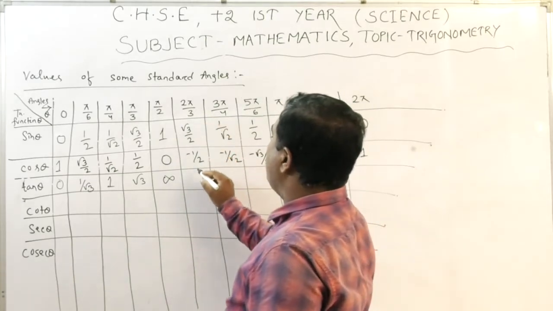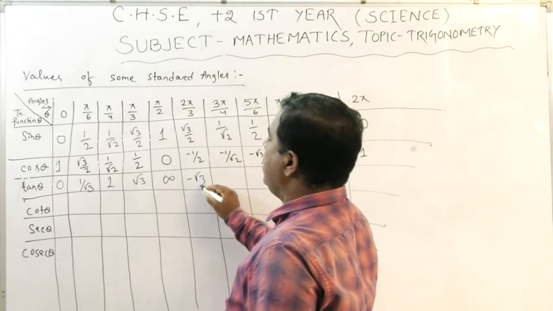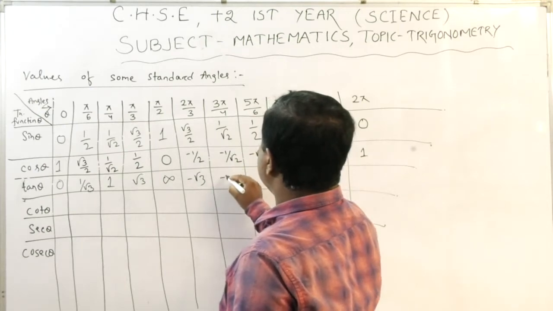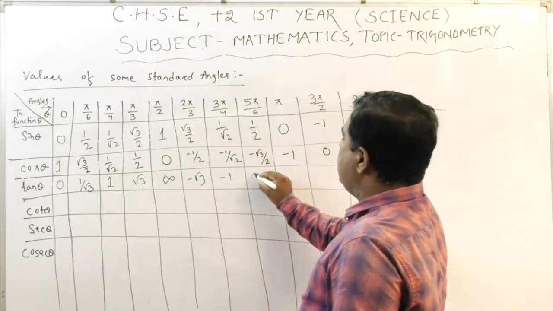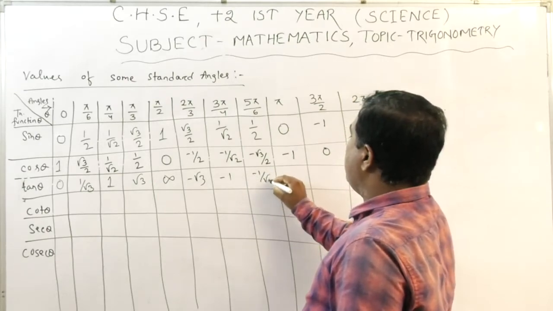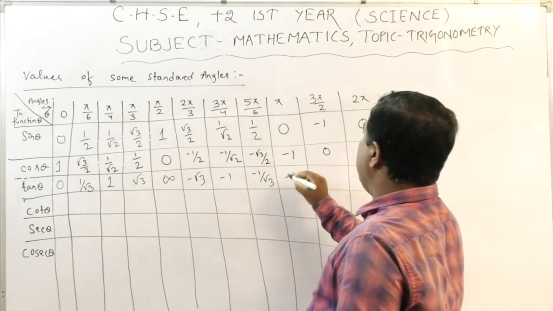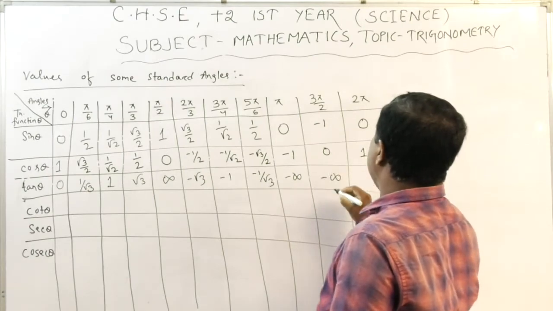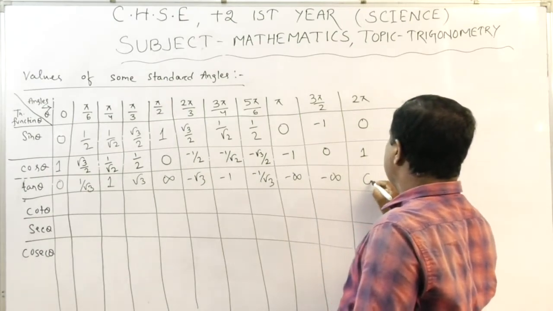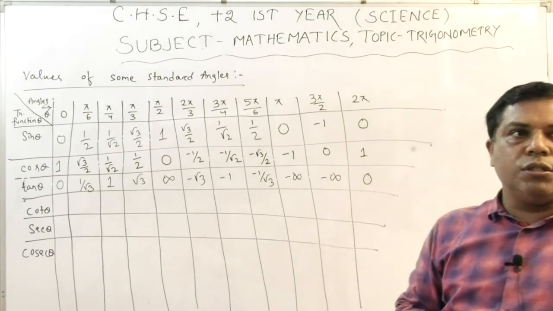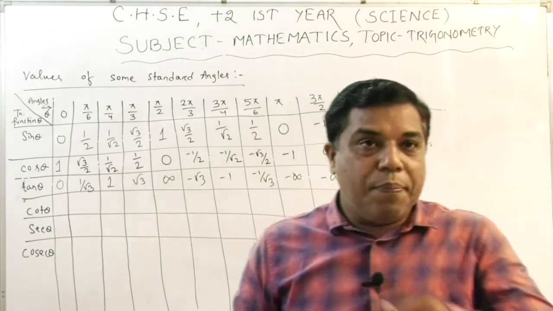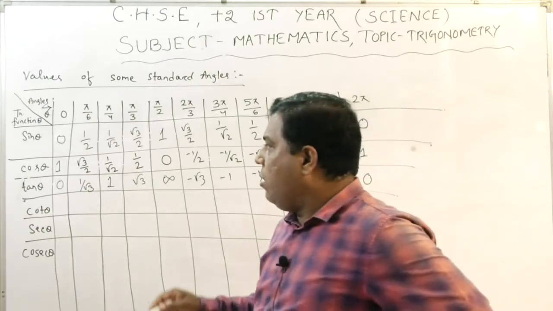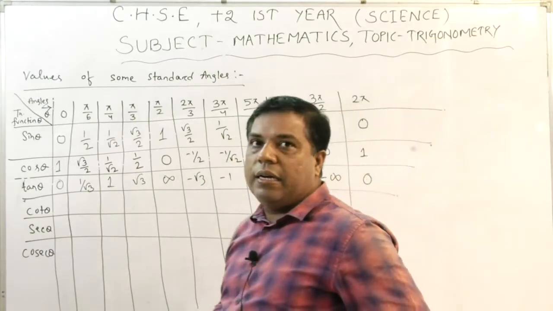Tan of 2 pi by 3 is minus root 3. Tan of 3 pi by 4 is minus 1. Tan of 5 pi by 6 is minus 1 upon root 3. It is minus infinite, and it is also 0. Okay, dear students, in this way the tan function is taking different values in the different quadrants.